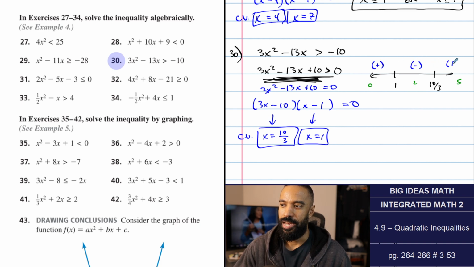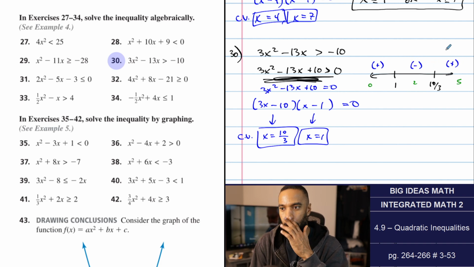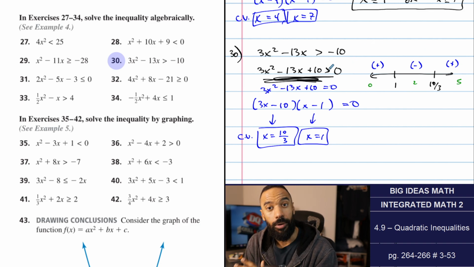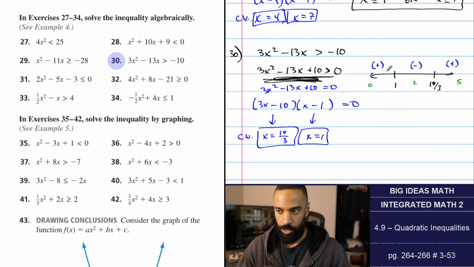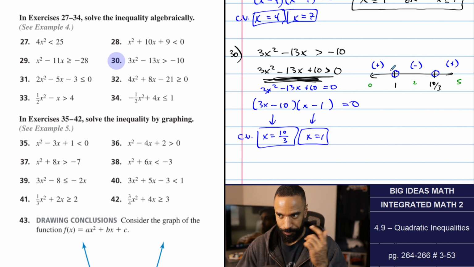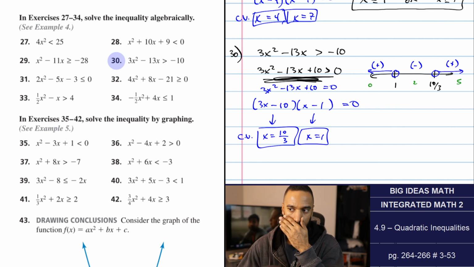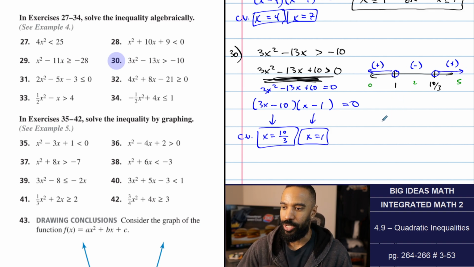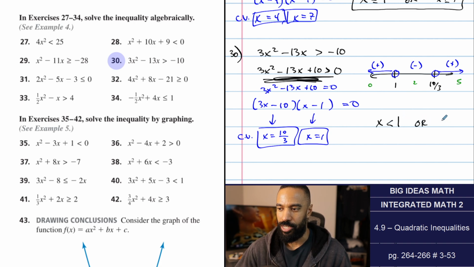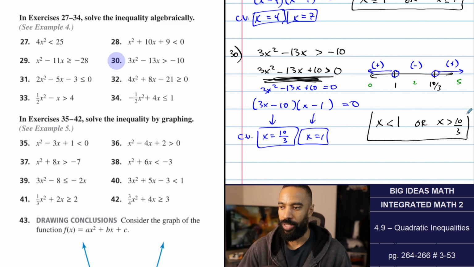Plus minus plus. Now, which ones satisfy what we need? We need numbers that are greater than 0, positive numbers. 1 won't work, 10/3 won't work, and in between won't work. It's this side of 1 and this side of 10/3 that'll work. So our solutions, our x either needs to be less than 1 or our x's need to be greater than 10/3. Those will give us the positives. Those are the solutions to this whole thing.